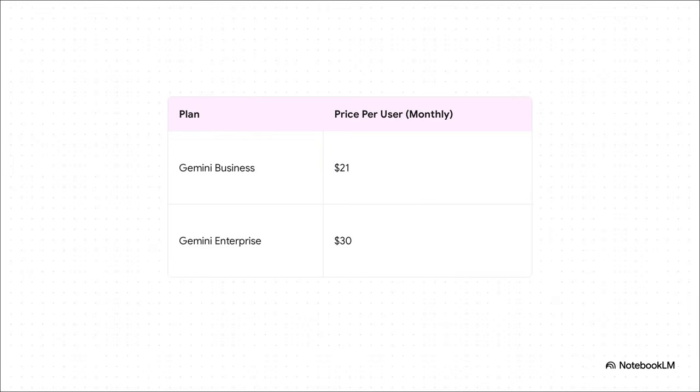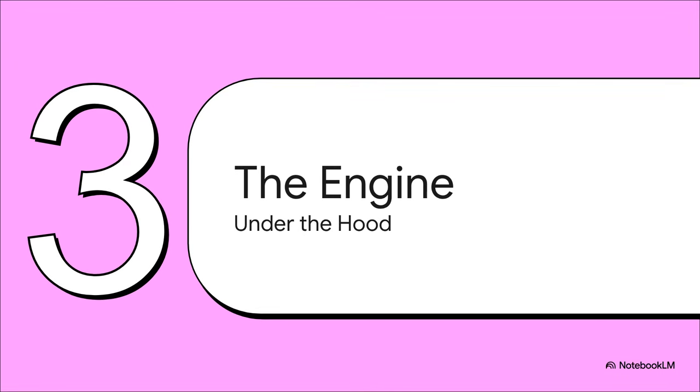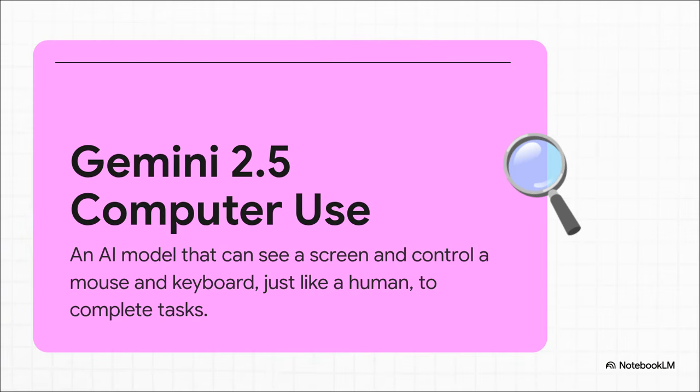Okay, so let's talk brass tacks. What's this kind of power going to cost you? Well, Google's rolling it into their Gemini for Workspace subscriptions. The business plan, which is what you'd need to unlock this agent building goodness, starts at just $21 a month per user. So what's actually making all this magic happen? I mean, an agent that can read your email is one thing, but one that can actually do stuff for you? Well, that needs a whole new kind of engine. And that's where Gemini 2.5 Computer Use comes in.